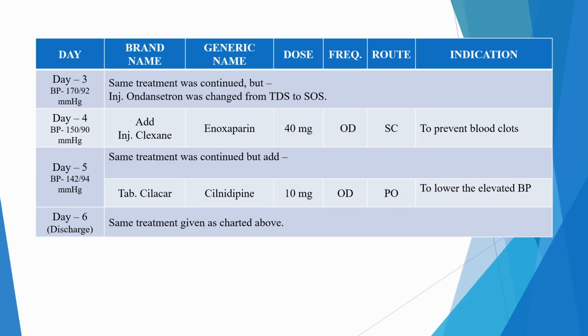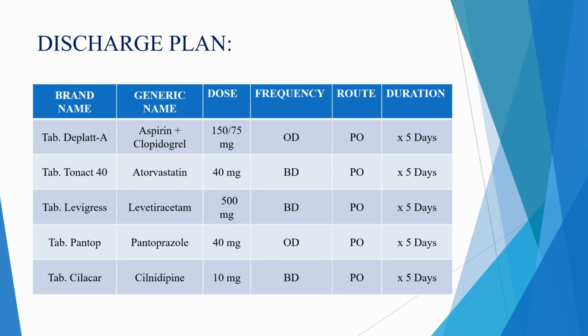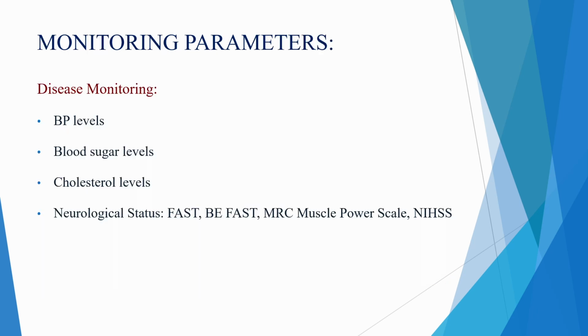On day 4 and day 5 of admission, injection enoxaparin and tablet cilnidipine were added respectively. Patient was discharged on day 6. Discharge plan included the following drugs: tab aspirin plus clopidogrel, atorvastatin, levetiracetam, pantoprazole, and cilnidipine for 5 days.